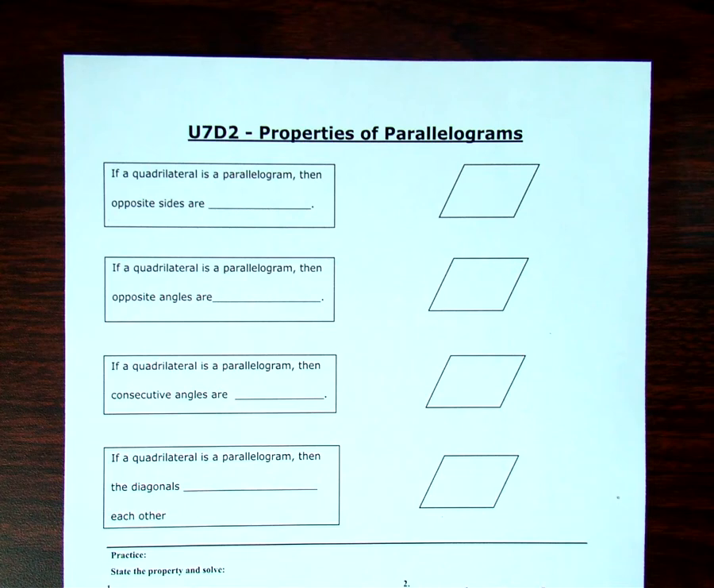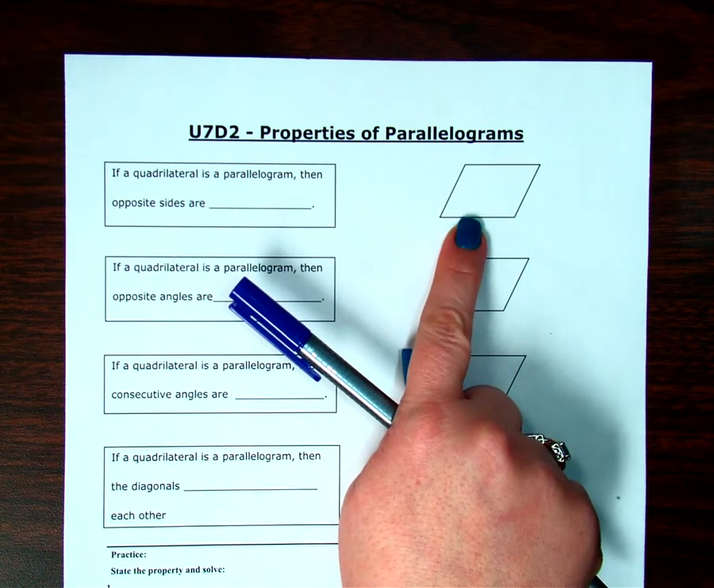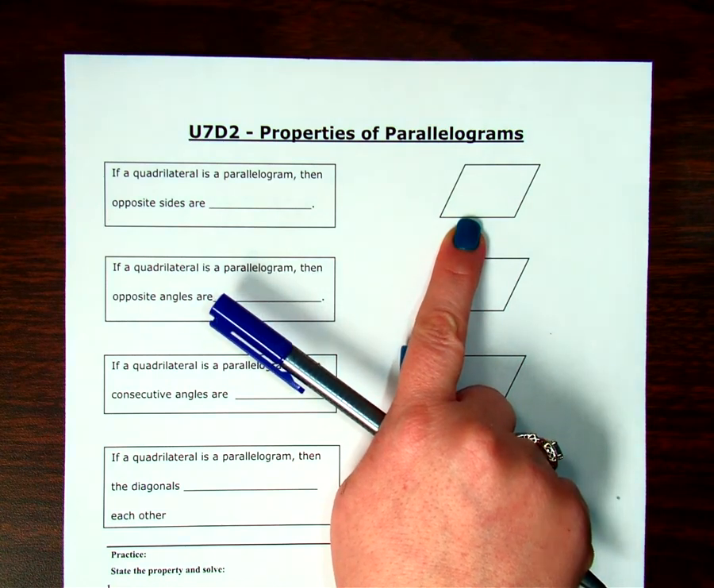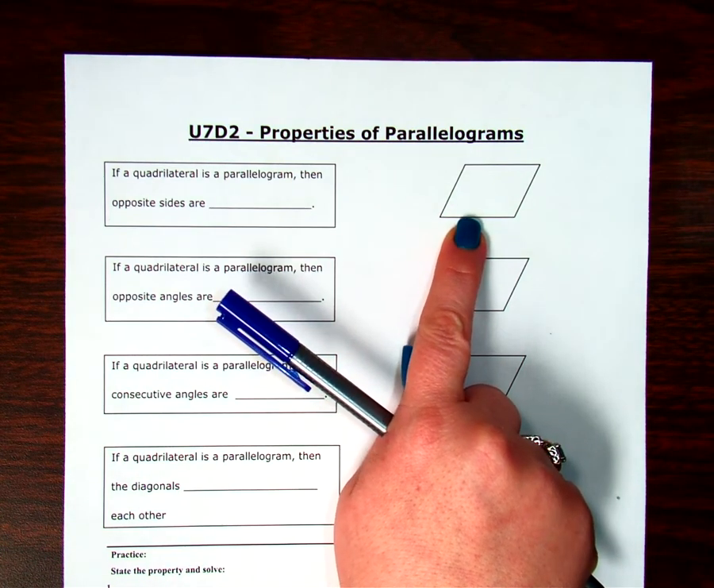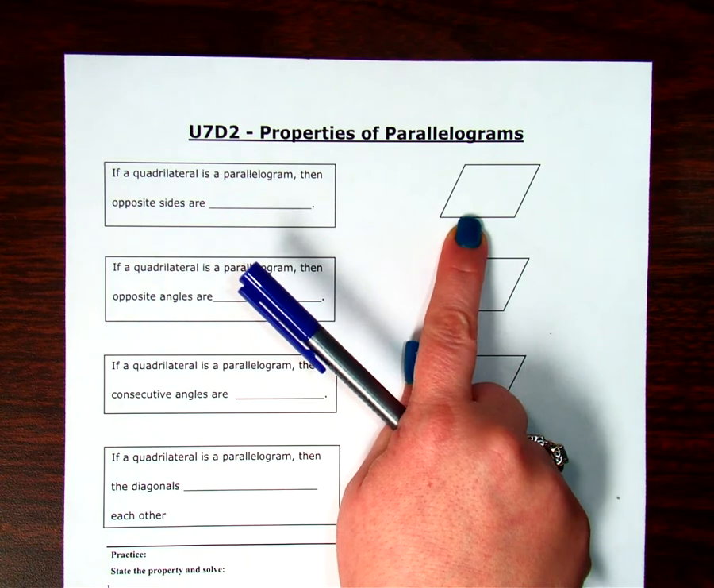Hi, welcome to Unit 7, Day 2, where we're going to look at properties of parallelograms. Okay, so we're going to look at 4 properties that these parallelograms are always going to have anytime you're told you have a parallelogram. We can't just look at a parallelogram or something that looks like a parallelogram and assume that it is, but if we are told it's a parallelogram, these 4 things will always be true.